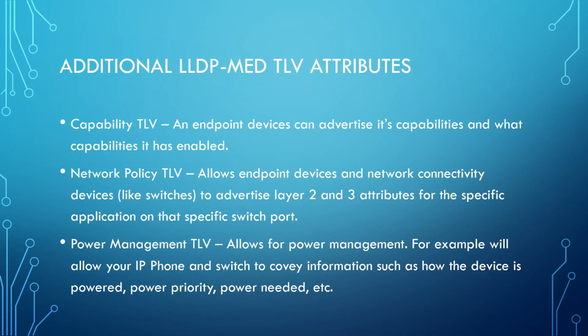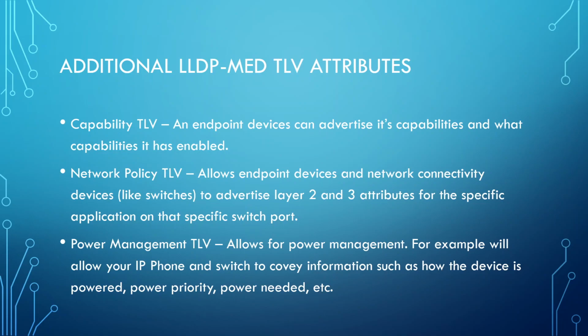The network policy TLV is very useful. It allows an endpoint, and also your switch, your AP, your wireless LAN controller or your network connectivity device, to advertise layer 2 and layer 3 attributes for that specific application on that specific switch port. So we can say to the IP phone, you can use this VLAN, or we want you to use these quality of service settings, etc. All that sort of information. The power management TLV allows for power management, hence the name.